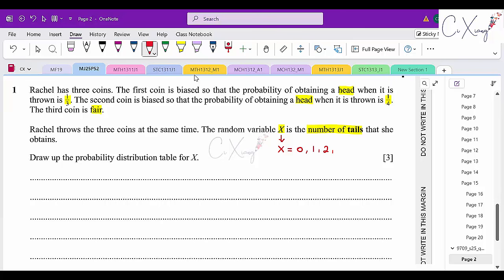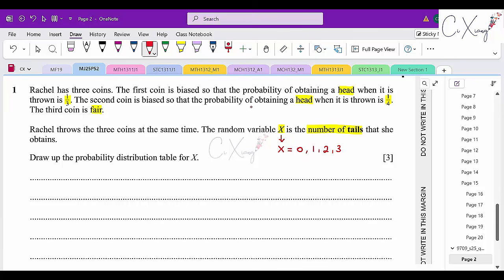You might also have 3 tails when you throw the 3 coins, right? But X cannot be 4 because you only throw 3 coins. So the maximum number of tails that you can get is only 3. So the first step, we always try to figure out the possible values for X according to the definition given in the question. Then let us figure out the probability now.